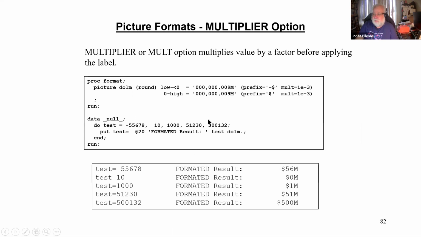Okay, now we're going to multiply. Your boss wants to look at numbers in terms of 1,000. So we say, okay, we have enough zeros. We have a negative dollar sign. We have a number, and now we're going to multiply everything by 1,000.